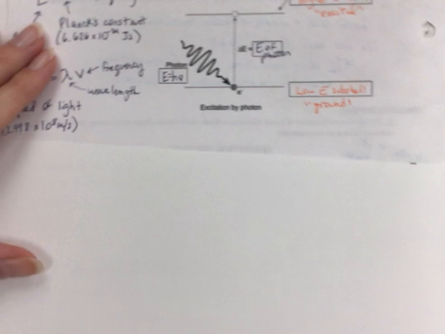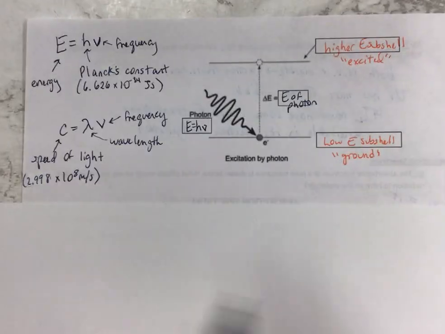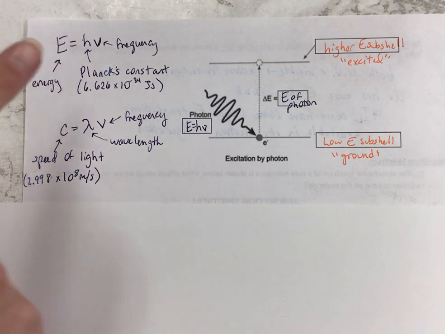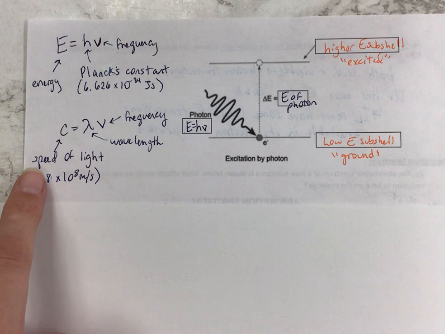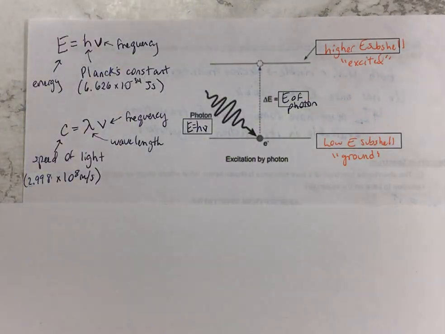So here's my two equations, and both of these have constants in them that are available on the formula sheet, which is great. My first is, if we're calculating energy of a wave, we can use Planck's constant and frequency. Planck's constant as well as the speed of light are both on our formula sheet. So we don't have to memorize them, but we do need to know what they stand for.